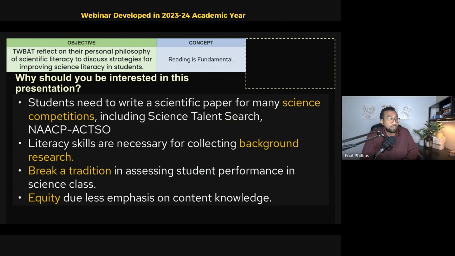So why should you, the teacher, be interested in this presentation? Well, many students need to write a scientific paper for many science competitions, including the Science Talent Search and the NAACP ACT-SO competition. Literacy skills are also necessary for collecting background research. Maybe you just want to break the tradition in assessing student performance in a science class. And finally, equity. The approach to science literacy that I'm going to show you today actually has less emphasis on content knowledge, which is contrary to what we do traditionally in science class. While equity can be framed around serving underrepresented groups, in this sense it really means giving every student an opportunity to develop and demonstrate their understanding of science, regardless of their deficits or advantages.